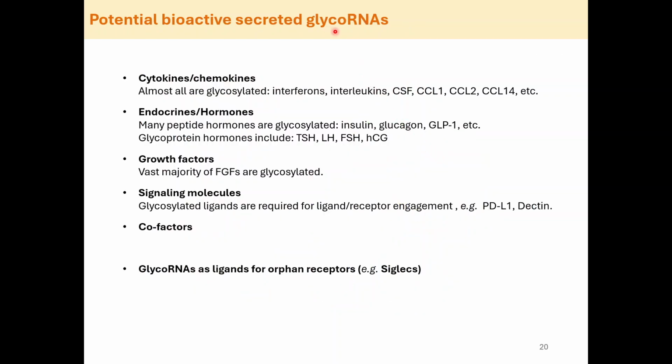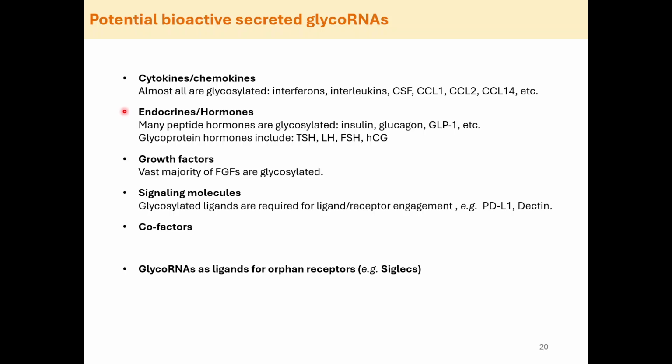Most glycoRNAs are observed on the cell surface. It is also very likely the glycoRNAs may end up released into extracellular space. Secreted macromolecules are important bioactive factors. By analogy to secreted glycoproteins, almost all cytokines and chemokines are glycosylated. For example, interferons, interleukins, CCL1, CCL2, CCL14. Many peptidic endocrines and hormones are glycosylated.